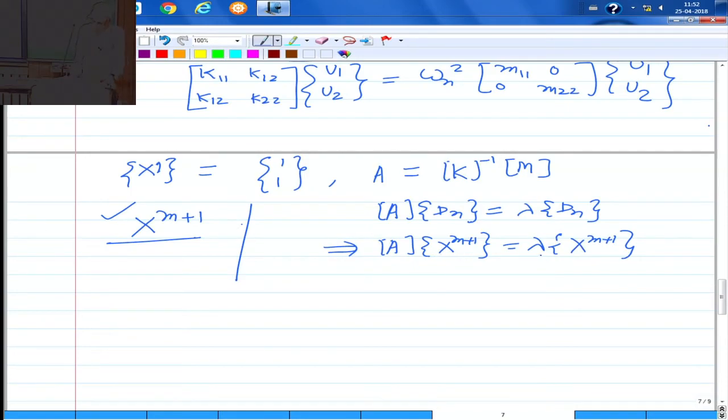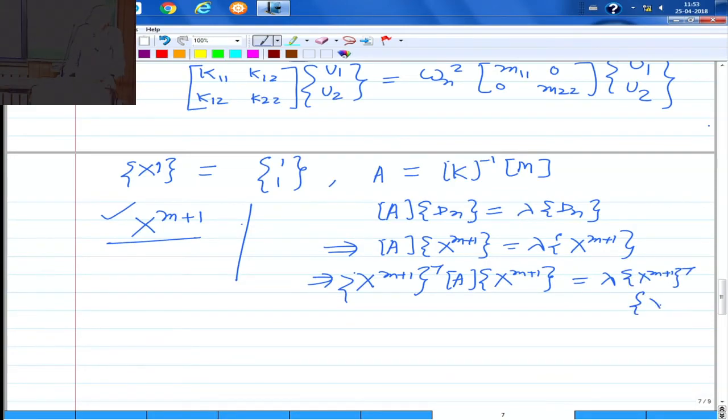But with this we cannot get the lambda value as it is. So also pre-multiply by x m plus 1 transpose. If you do that, then you can write the same thing as x m plus 1 transpose into A into x m plus 1 is equal to, on the right hand side, simply lambda times x m plus 1 transpose into x m plus 1. This is what you will get.